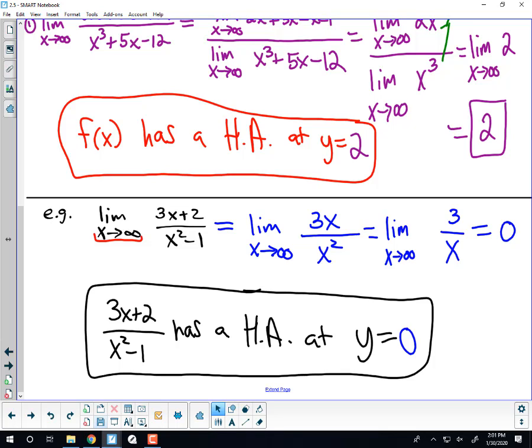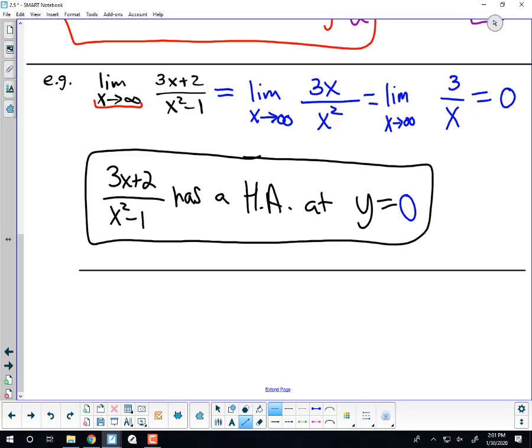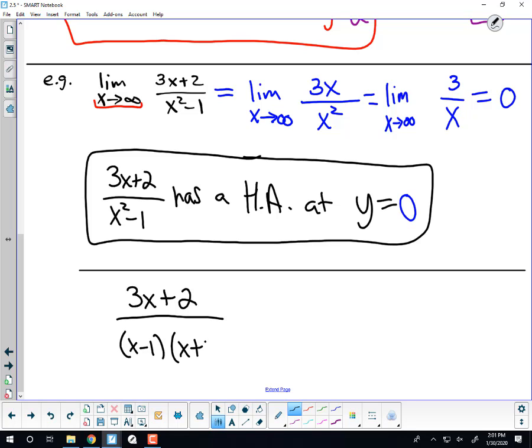Is there a vertical asymptote at 1 on this function? No. Well, how do we know it's not at 1? Or how do we know it is at 1? Factor the denominator. The numerator doesn't factor, right? It's just 3x plus 2. But we know the denominator factors as a difference of squares. None of these factors in the bottom go away, right? So where are our vertical asymptotes? At 1 and negative 1.